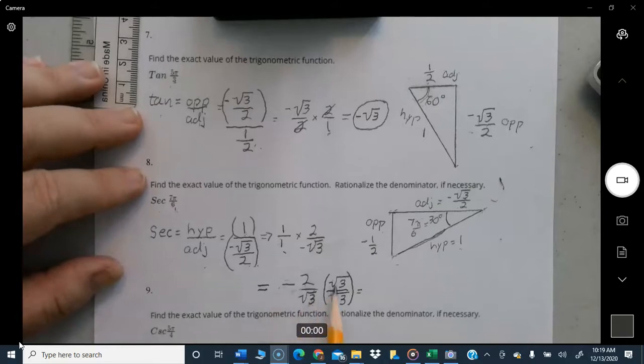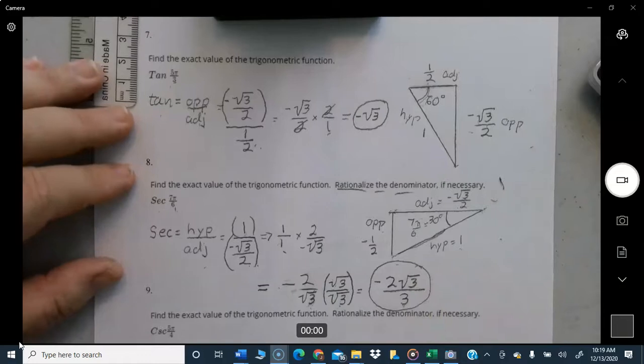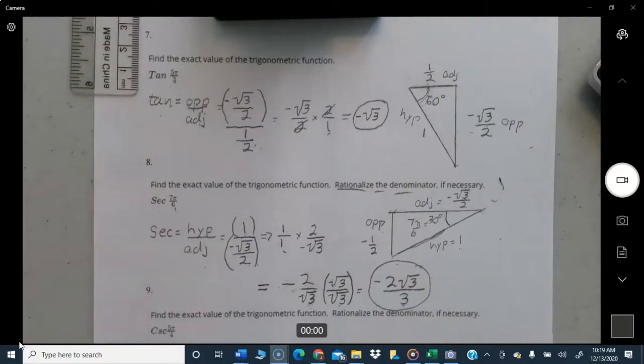Okay, so negative 2 times square root of 3 is this. Over, and square root of 3 times square root of 3 is 3. So now you have a regular integer value, whole number value in the denominator. So that's called rationalizing the denominator, okay? So that's the final answer for this question. All right.